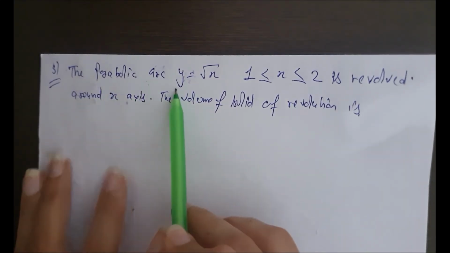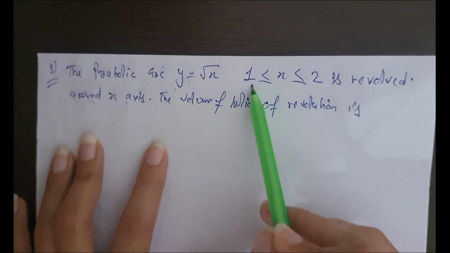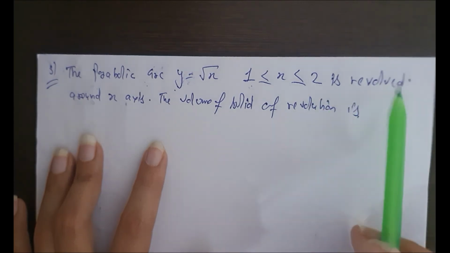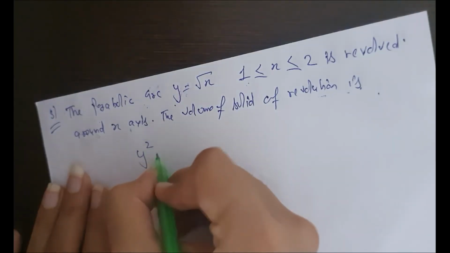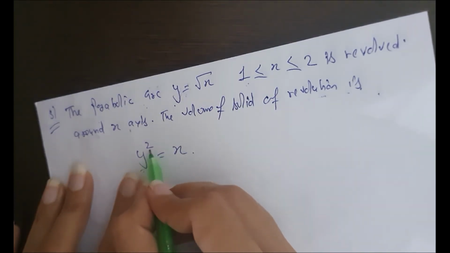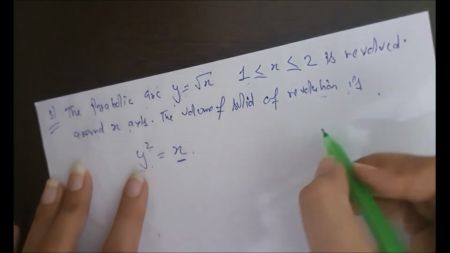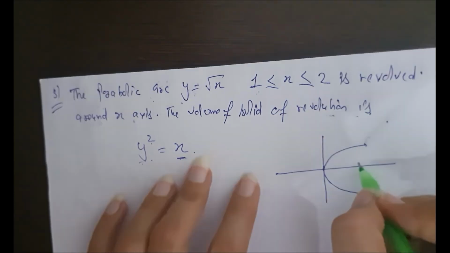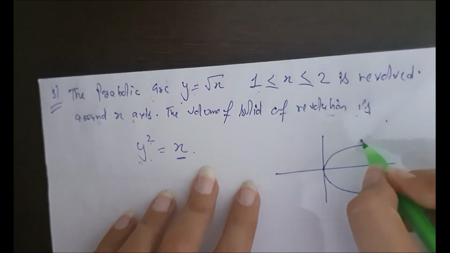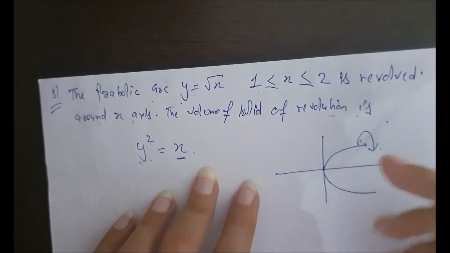The parabolic arc y is equal to root x, x from 1 to 2, is revolved around the x-axis. The volume of the solid of revolution is? This is y square is equal to x. Here y is even, so this will be symmetric about the x-axis, like this, and it's revolving around the x-axis. It means like this.